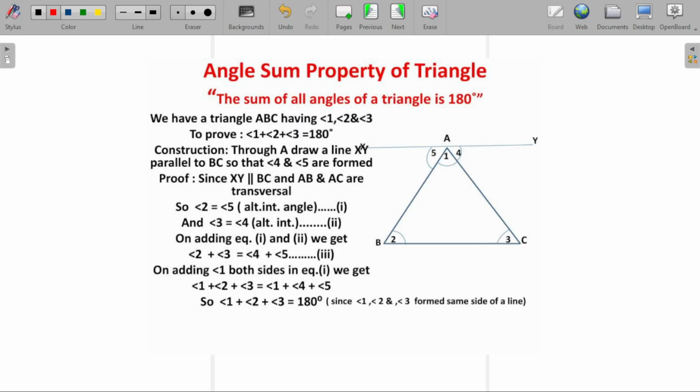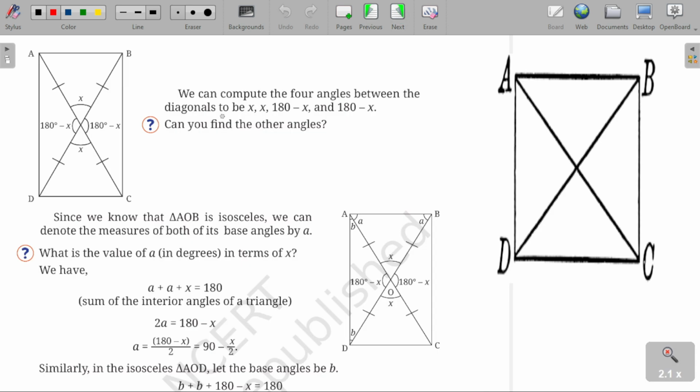Moving to the next page. So we can compute the four angles between the diagonals. Okay, let's do it. If this is x, then this will also be x. Now what is this? If that is x, let's see.